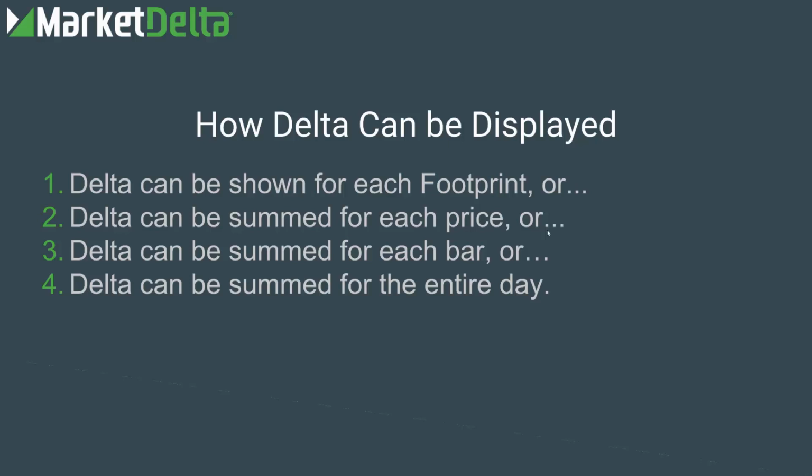Then delta for each bar, that's just the total delta for the bar. It sums up all the footprint values and gives us a single value for the bar. And then for the entire day, it sums up all the deltas for each bar to give us a running total of delta, which you can think of as a running total of order flow. Are they net long or are they net short? A lot of times that's called cumulative delta.